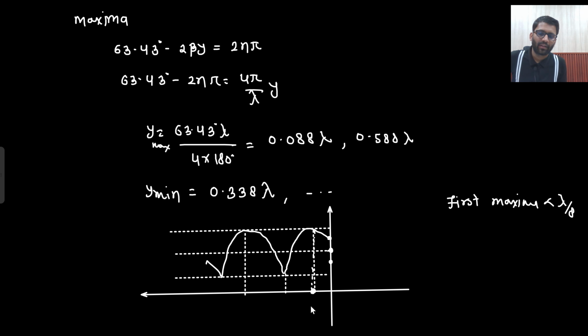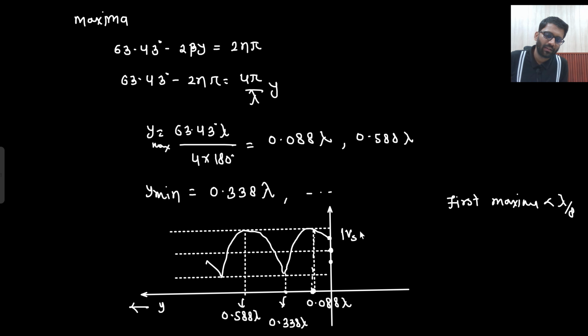So this maxima you are getting at 0.338 lambda, no, sorry, this is not 0.338 lambda. This point is where you are getting your first maxima, that is 0.088 lambda. What about this point? This point is 0.338 lambda. What about this point? This point is 0.588 lambda. So this is your y, and this is the VSWR. Maximum and minimum points are there. Certainly VSWR is finite as well.